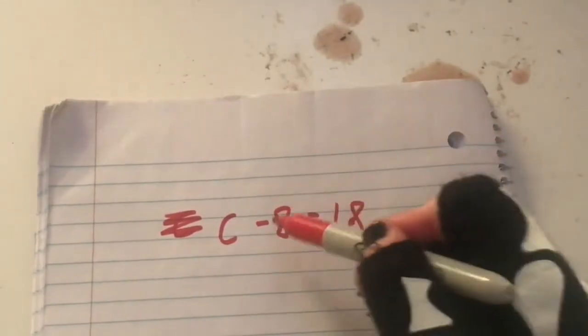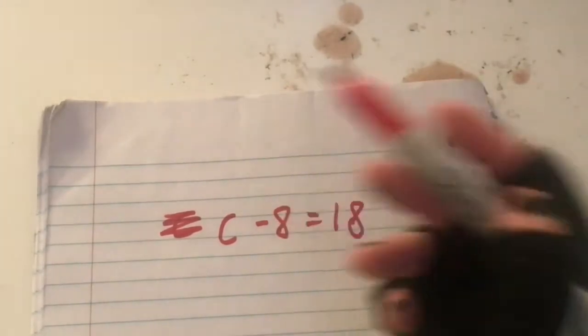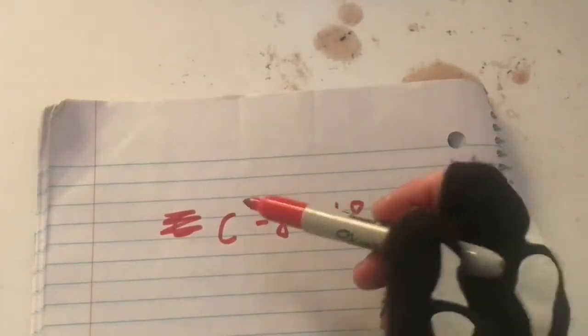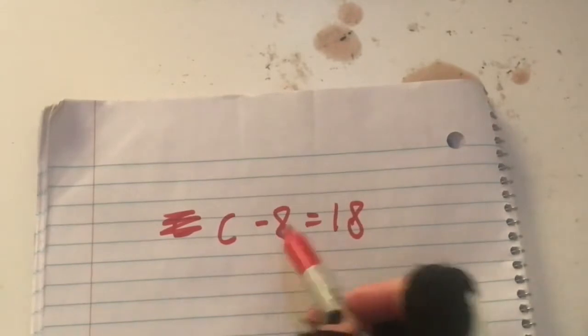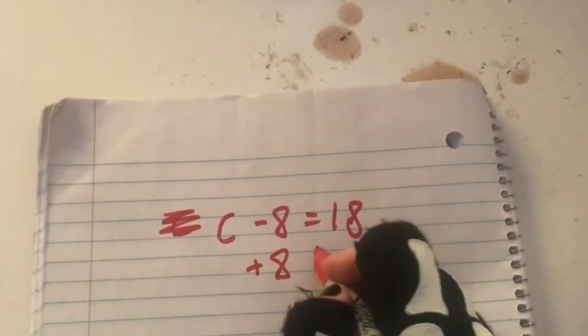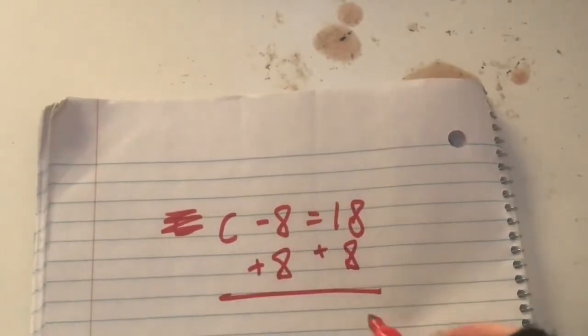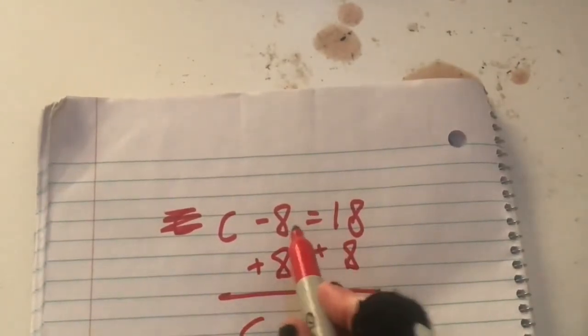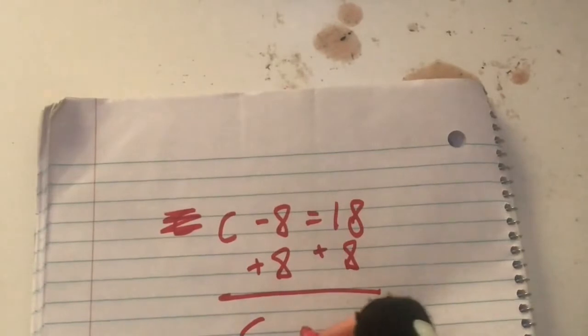See, the thing is, minus 8, that's really just a negative 8. You'd need to isolate the variable first by doing the opposite of negative 8, which is positive 8. So add 8 to both sides. Then you would get c, because negative 8 and positive 8 cancel out.